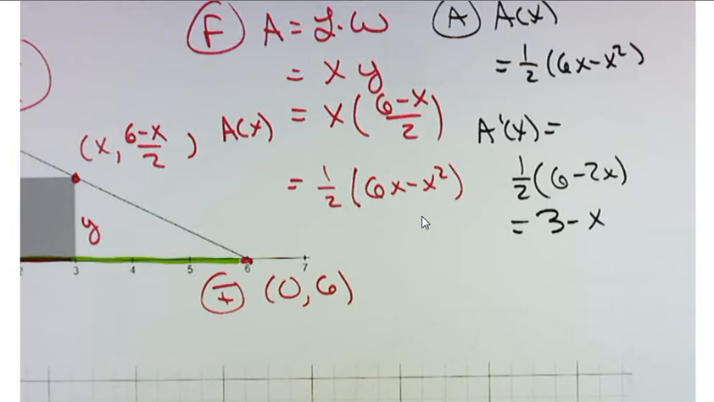So that's not too bad as far as the derivative is concerned. What do I want to do now that I have the derivative? Set it equal to 0. Good. I want to find the critical points. So let's set that equal to 0.